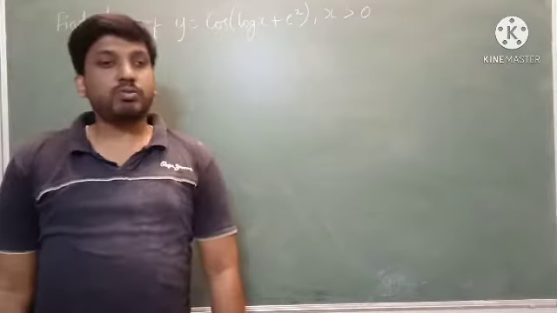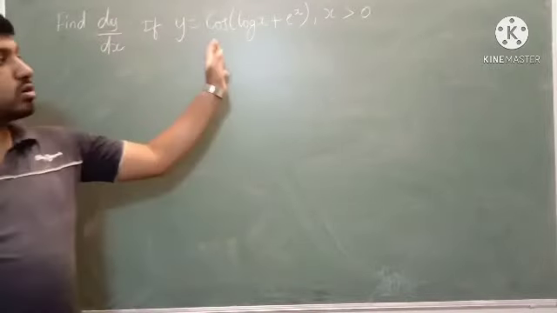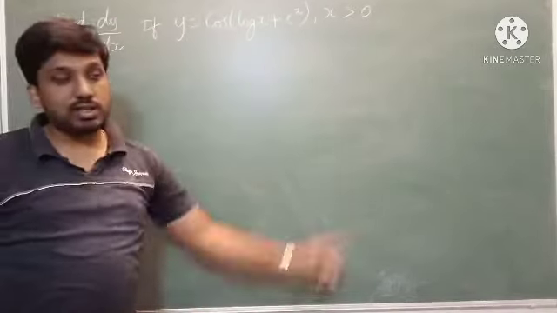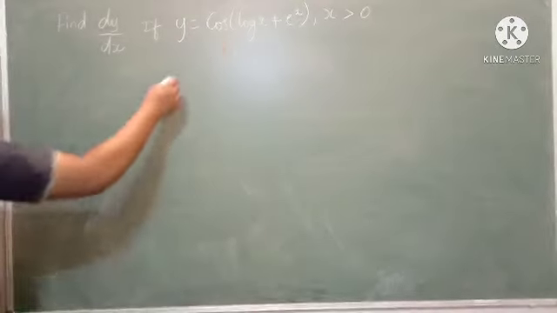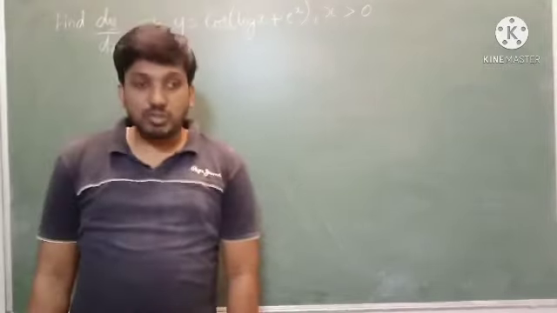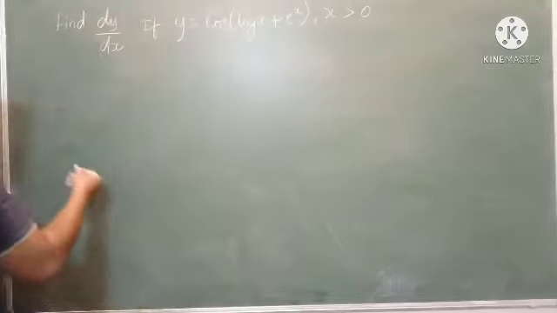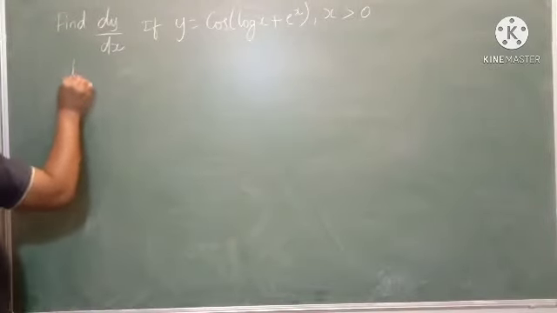The next problem they have given is, find dy by dx if y is equal to cos of log x plus e to the power of x where x is greater than 0. So we are going to differentiate it. By observing this function we come to know that we need to use chain rule, right? We are going to use chain rule. So what is going to happen here?